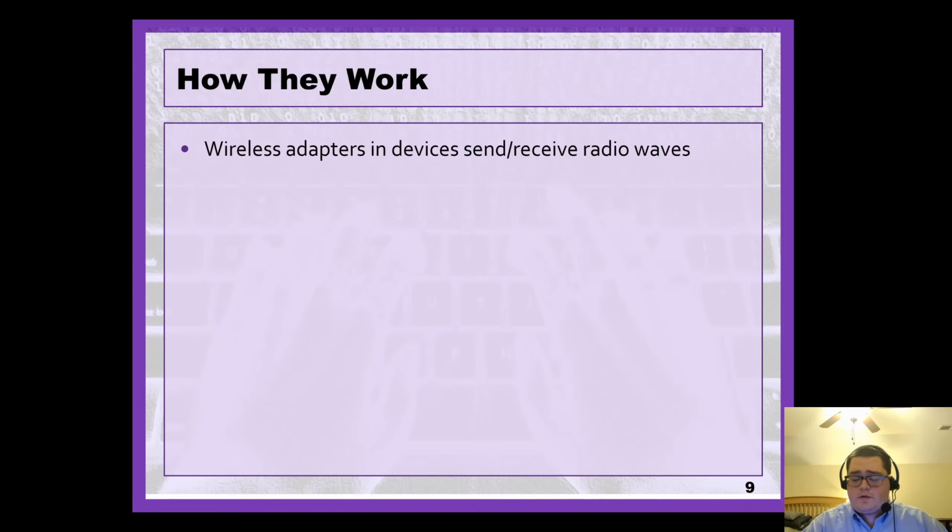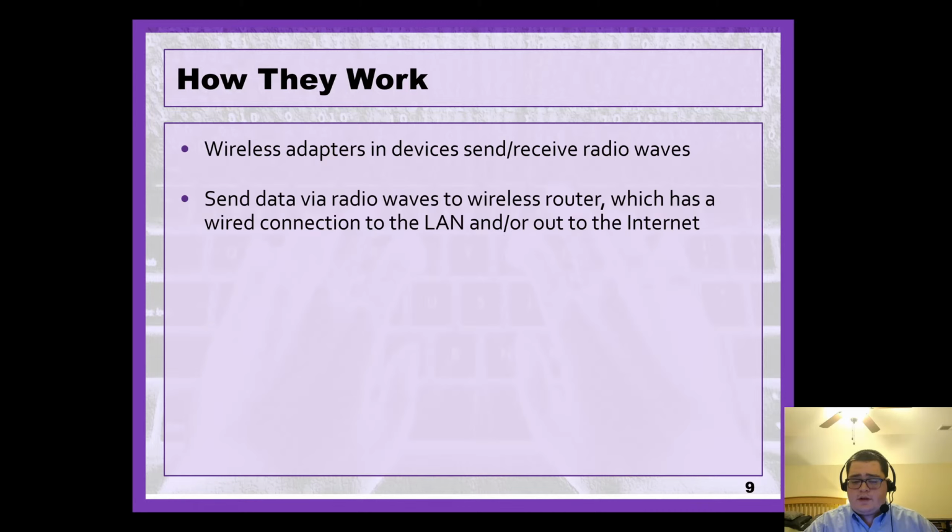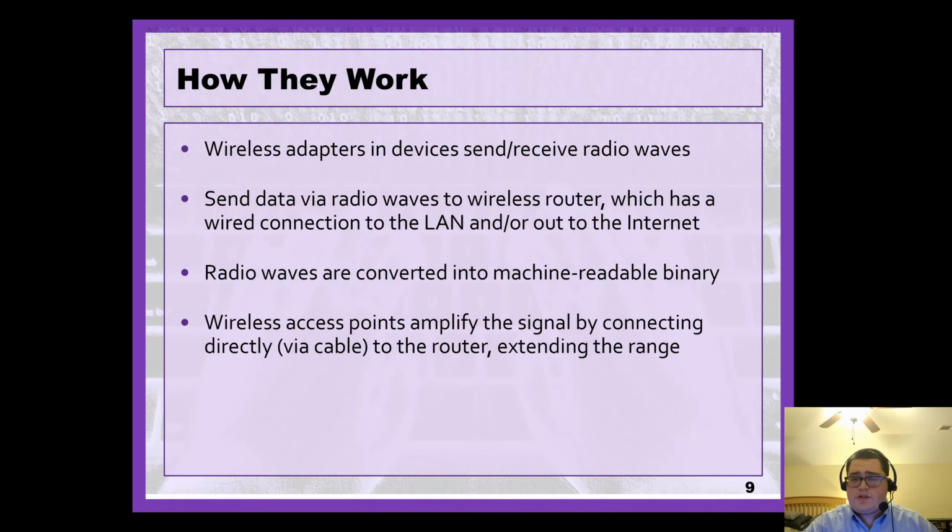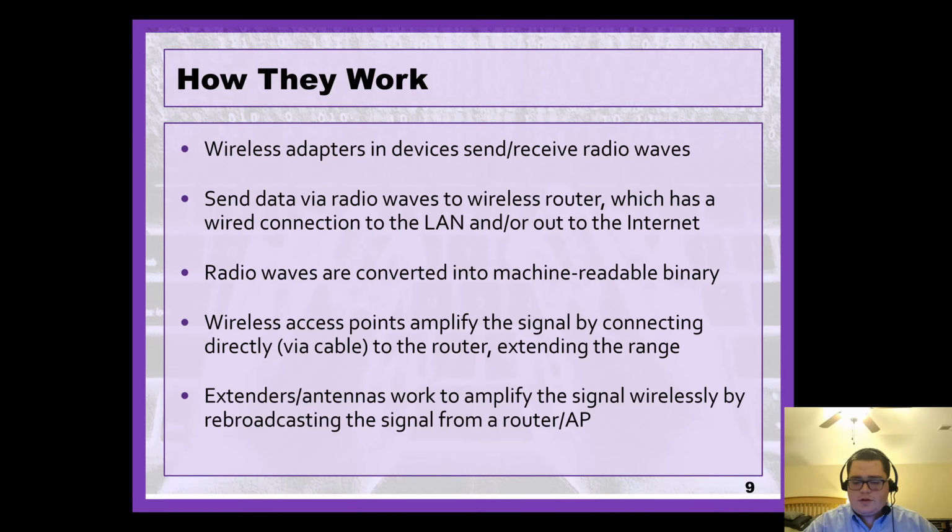So how do wireless networks work? First, the wireless adapters in devices send and receive radio waves. Sent radio waves are sent to the wireless router, which has a wired connection to the LAN and/or out to the internet. These radio waves are converted into machine-readable binary. Wireless access points amplify the signal by connecting directly via a cable to the router, therefore extending the range. Extenders and antennas work to amplify the signal by rebroadcasting the signal, so it'll pick up the signal and then rebroadcast it.